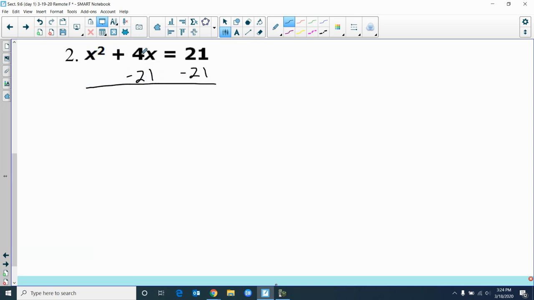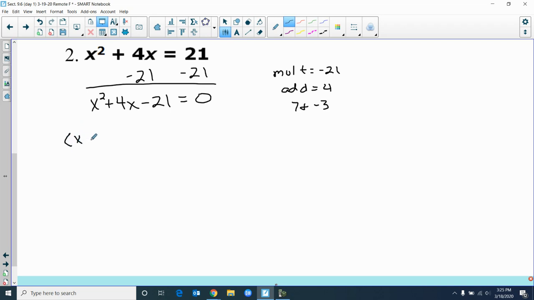Now that gives me an x squared, a 4x, and a negative 21 on that side. None of those are like terms. I want to put it in descending order with the exponents, which we call standard form. Now I can factor. I need two numbers that multiply to equal negative 21 and add together to equal 4. Well, those two numbers are 7 and negative 3. So there's no number in front of the x squared. I can jump to this step here and make it x plus 7 times x minus 3 equals 0.